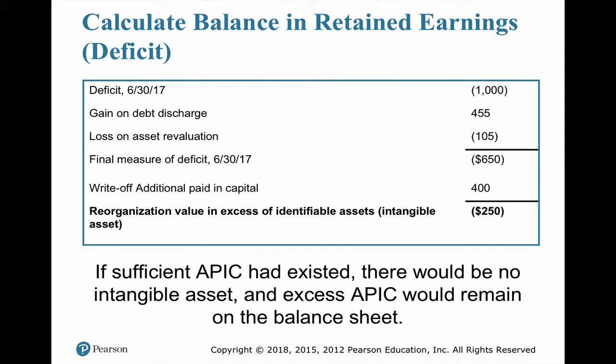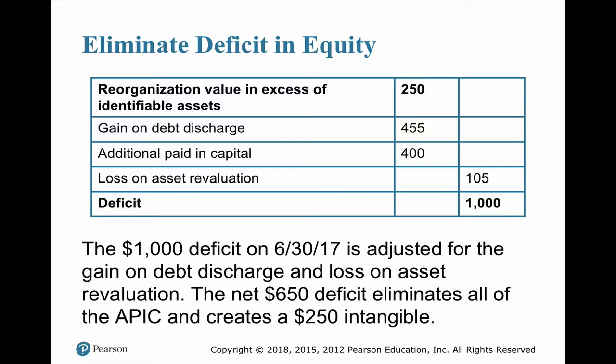And we calculate the balance in the retained earnings. And once we get the deficit, we allocate it to the capital. So here we make the reorganization value, and then we balance it off to create the final deficit amount. The 1,000 deficit on the date is adjusted for the gain on debt discharge and loss on asset evaluation. And once we finish this, we complete the case, and then we distribute the balance to the shareholders. This is, in a snapshot, the topic that we are going to cover in this chapter.